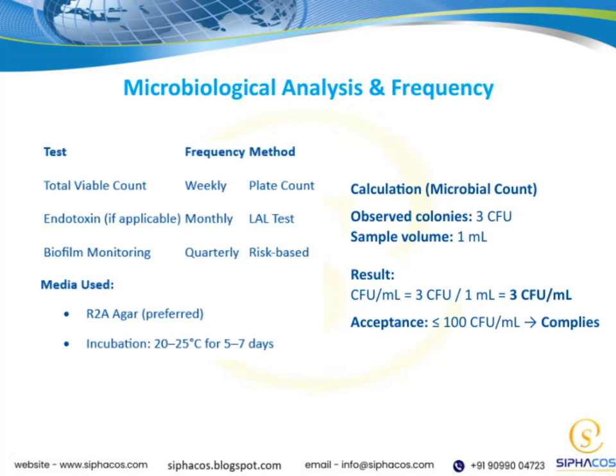Now, let's look at the microbial count calculation. In this case, we've observed 3 colonies, or CFU, which stands for colony-forming units. The sample volume we used was 1 milliliter. To find the concentration, we divide the number of colonies by the sample volume, so 3 CFU divided by 1 milliliter gives us 3 CFU per milliliter. This result is well within the acceptable limit, which is less than or equal to 100 CFU per milliliter, so we can say it complies with the standards.